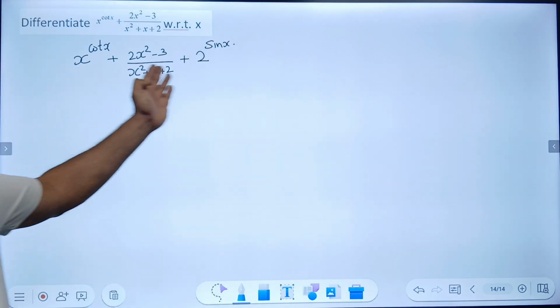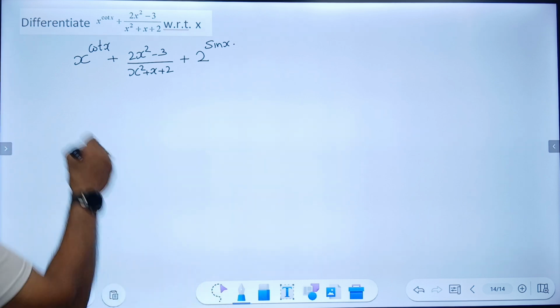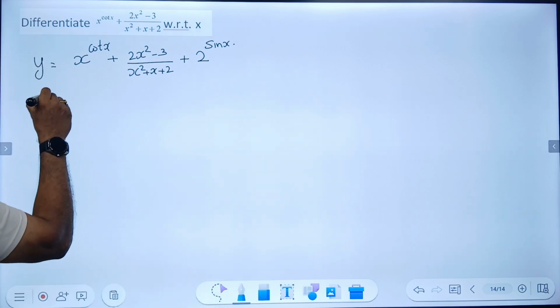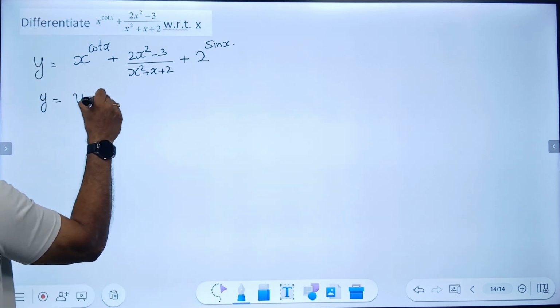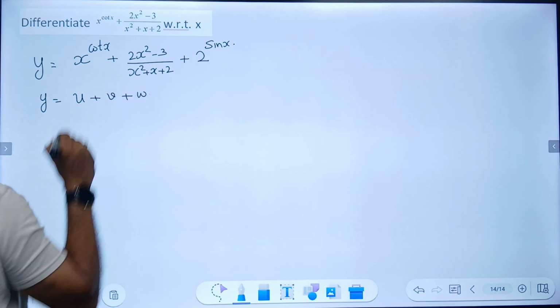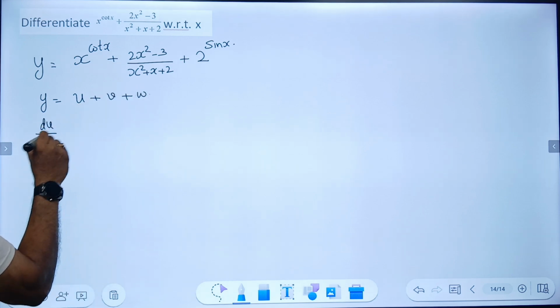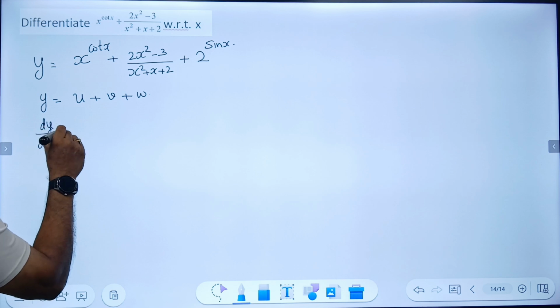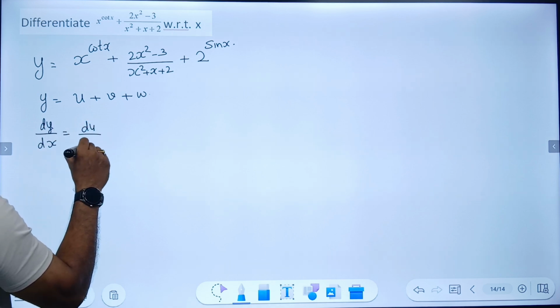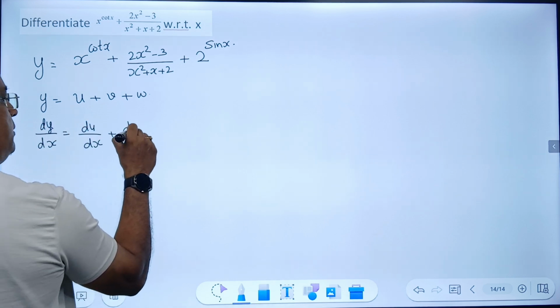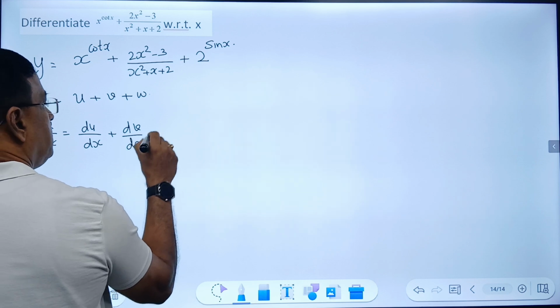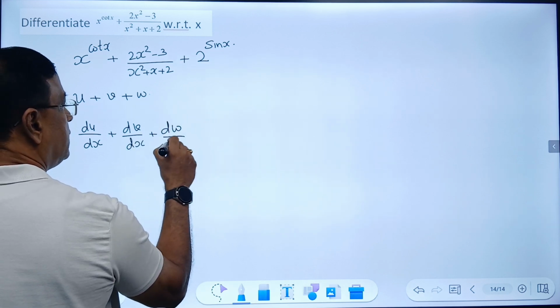Now, if I have 3 terms, what I should do? Very simple. Call this as y. So it is nothing but u plus v plus w. So what is dy by dx? Dy by dx will be du by dx plus dv by dx plus dw by dx.